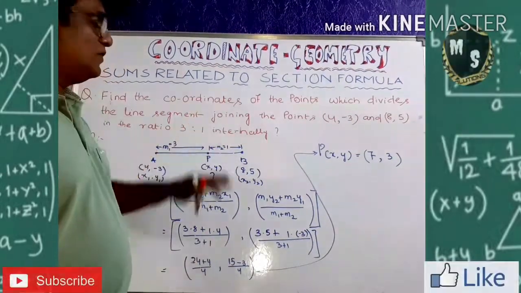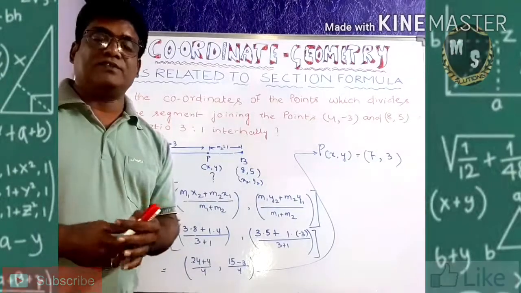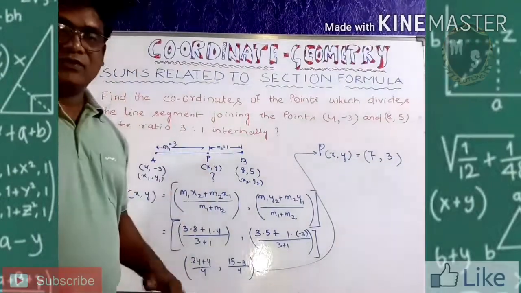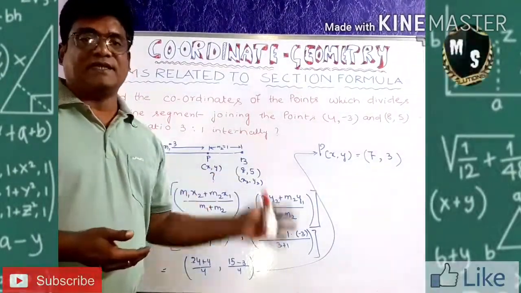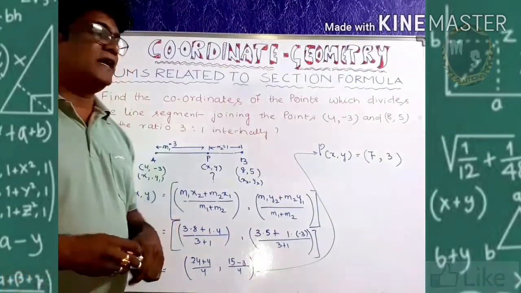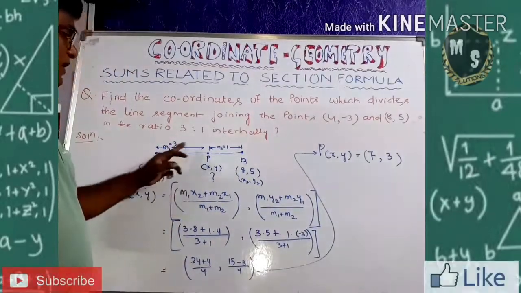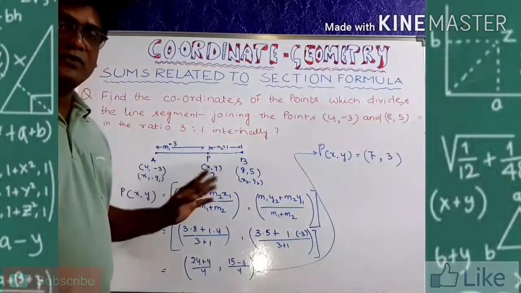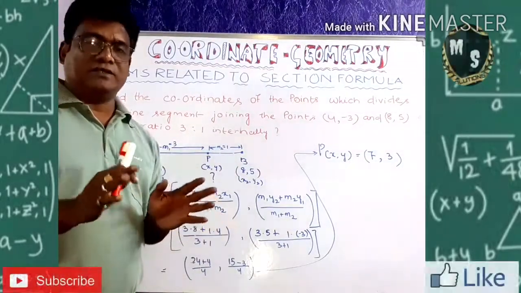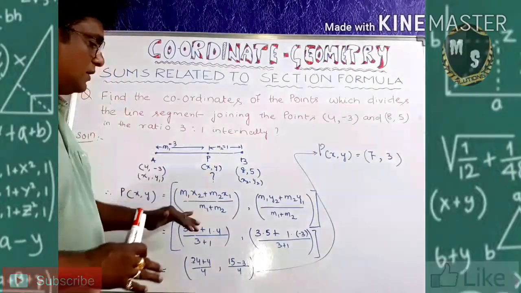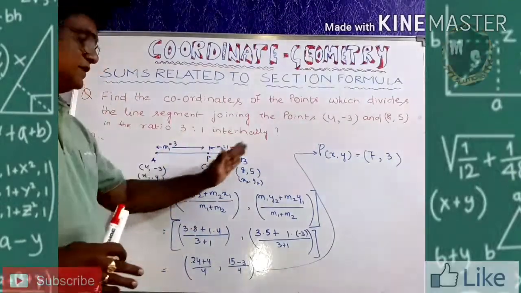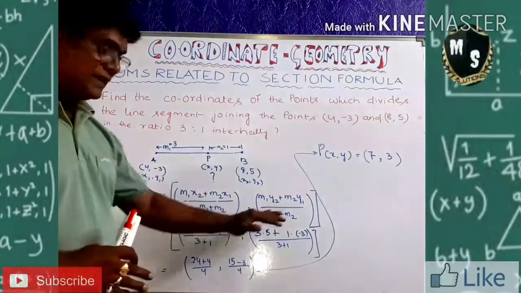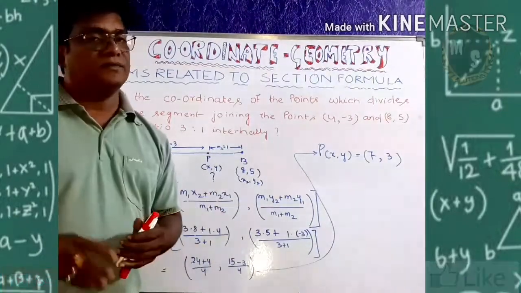So sums of the internal and external divisions will come like this. Okay, and try to practice. This type of sums will be there. Sometimes the point will be given and you have to find the ratios. Sometimes ratios will be given and you have to find the coordinates. So nothing, all are the same. If you write your abbreviations nicely, measurements nicely, formula correctly, then everything will come nicely.